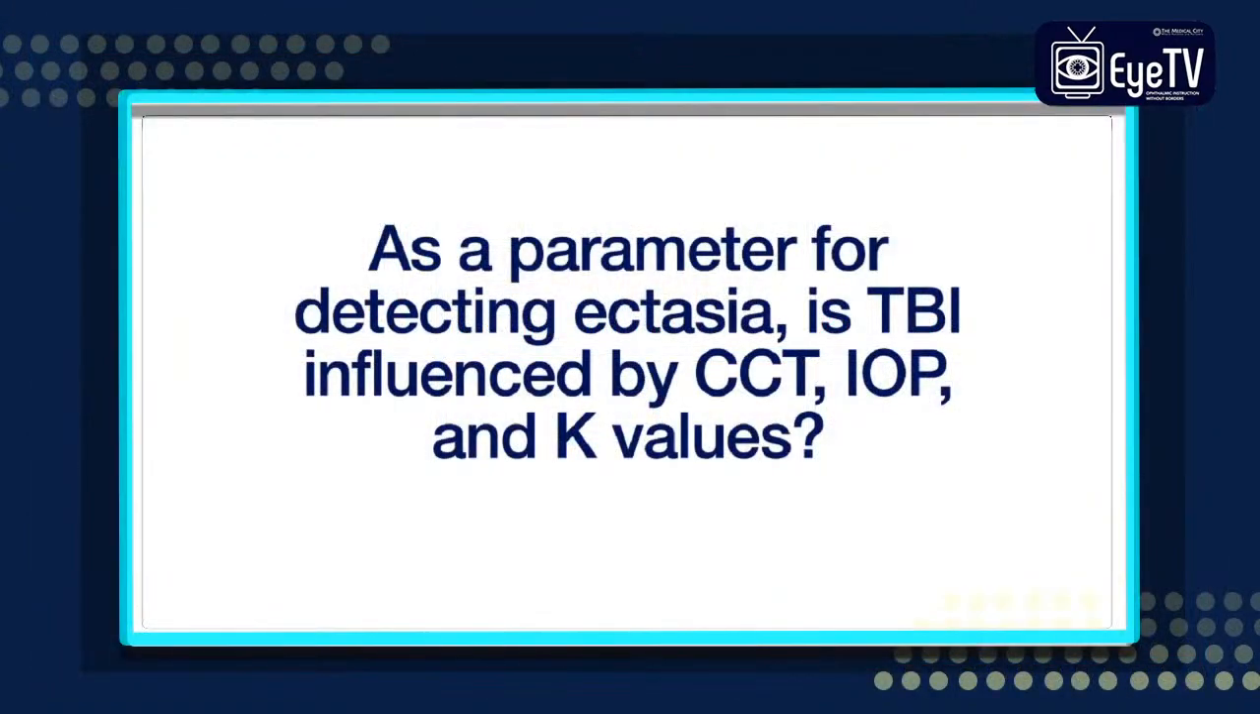Well, we have another question here, and I think we can throw it to all three cornea lecturers. As a parameter for detecting ectasia, is TBI influenced by the central corneal thickness, the IOP, and the K values? So anyone can jump in.